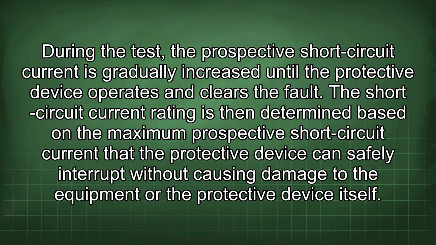During the test, the prospective short-circuit current is gradually increased until the protective device operates and clears the fault. The short-circuit current rating is then determined based on the maximum prospective short-circuit current that the protective device can safely interrupt without causing damage to the equipment or the protective device itself.